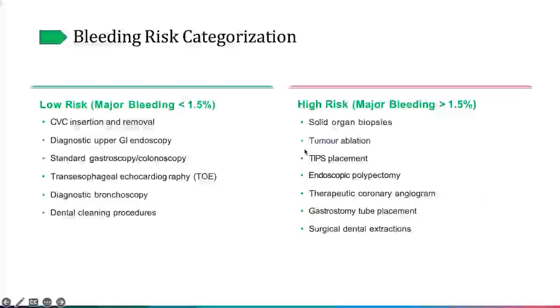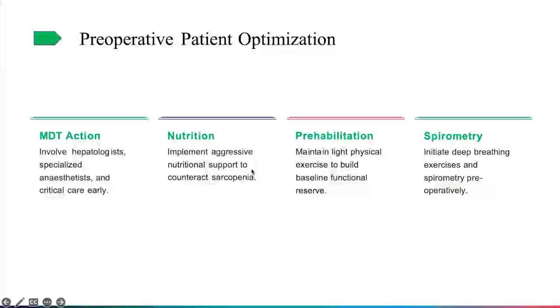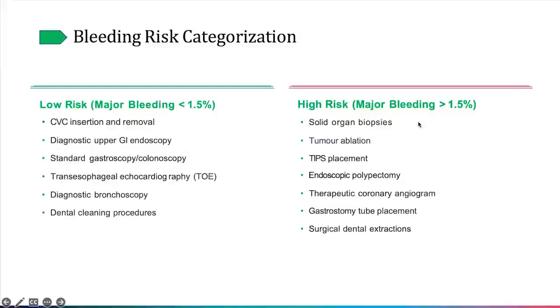So this is a list of high-risk and low-risk procedures. These are the procedures where the major bleeding risk is less than 1.5%. For example, central venous catheter insertion or removal, we don't need to correct the coagulopathy, or even transesophageal echo or diagnostic bronchoscopy, we don't need to correct it, right? But if the patient is to undergo high-risk procedures like solid organ biopsies, ablations, or surgical dental extraction, then we need to correct the coagulopathy, ROTEM-guided, right?